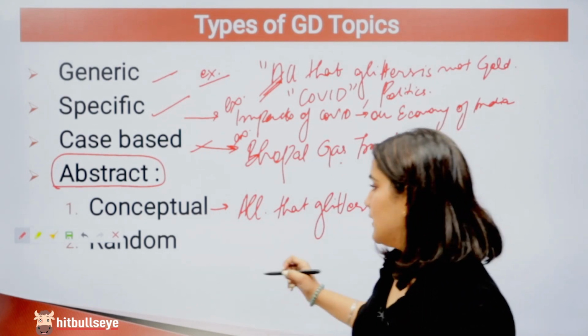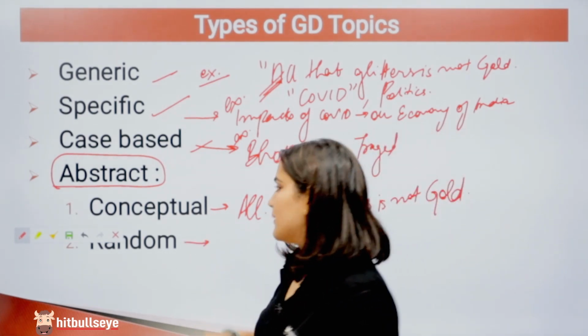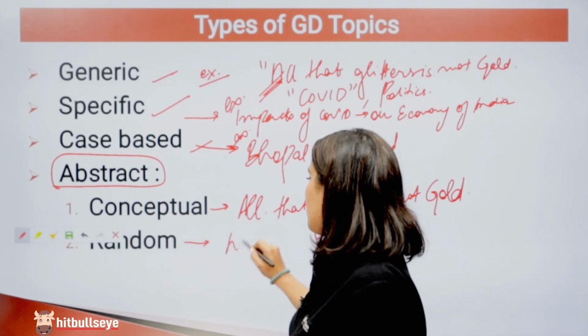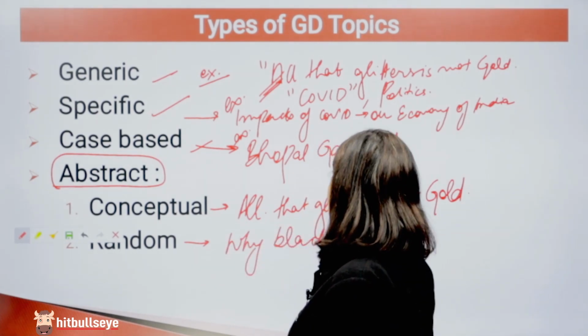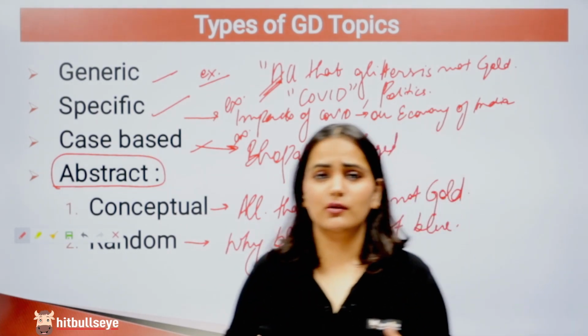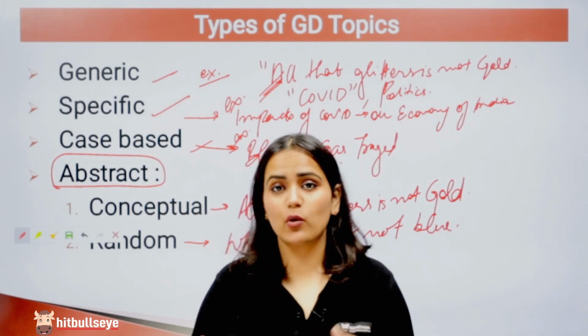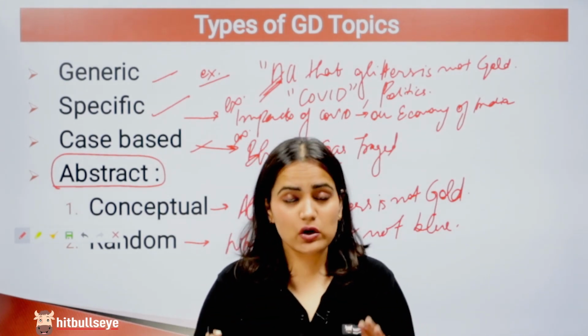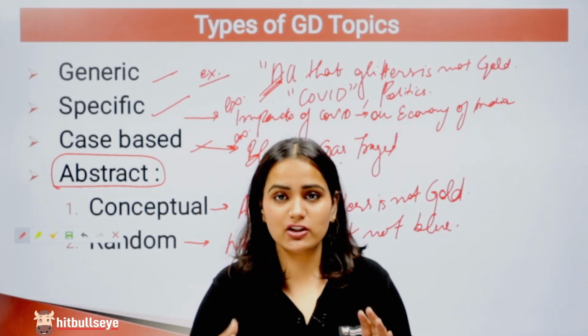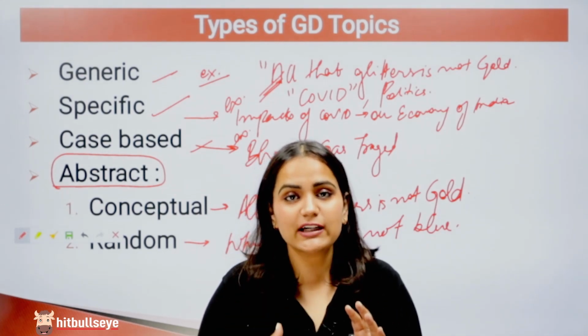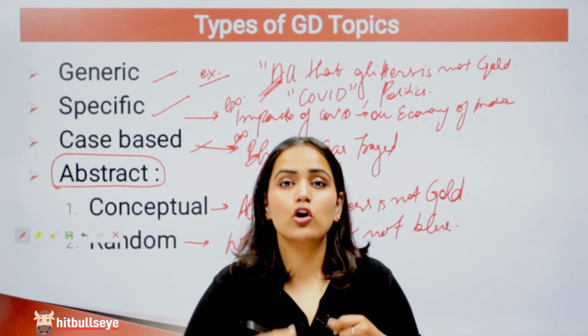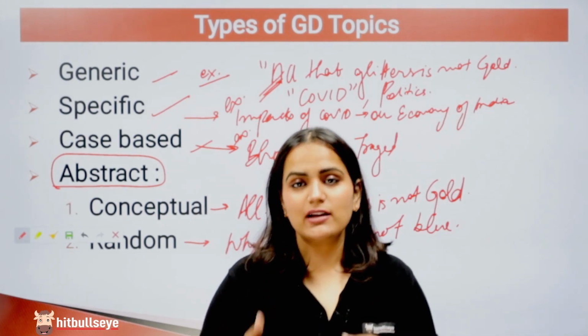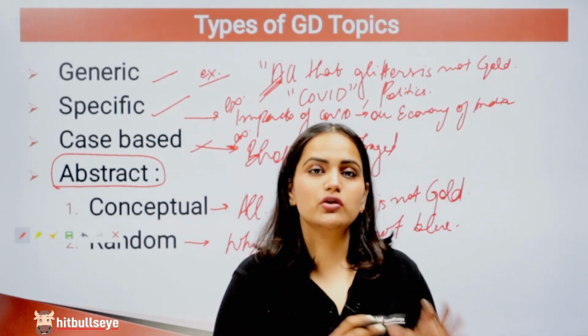Now, let's talk about random topics. Random topics can be, for example, why black and not blue. What are we talking about here? What is black? What is blue? We have no idea about it, right? So, these topics can pose a challenge to you, and they are really difficult when it comes to writing or generating content. This is the major challenge that most of the students do face.